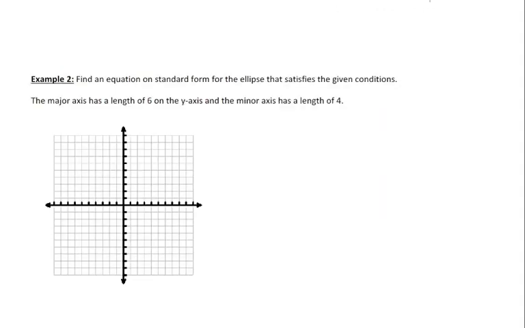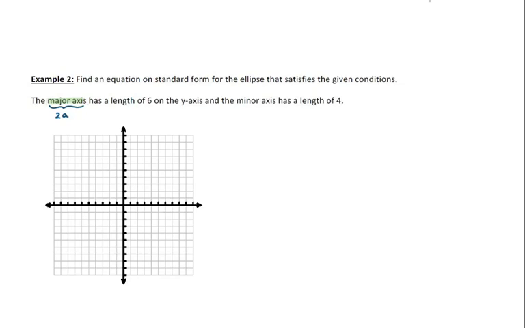For example 2, we still want to find an equation in standard form for an ellipse, and we're given some slightly different information. So in this case, we're not given a picture, and we're not explicitly given the center or the vertex, but we are given what's called our major and minor axis. So our major axis is the total length or width of the ellipse from vertex to vertex. So again, if A is the distance from the center to a vertex, then the major axis would be twice that distance, or the length across the entire ellipse.